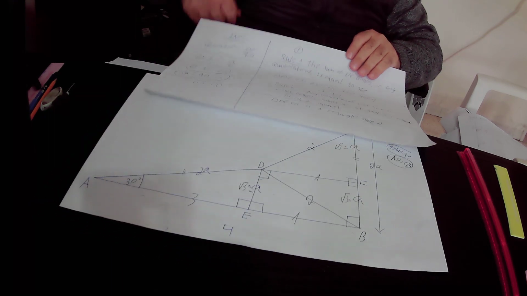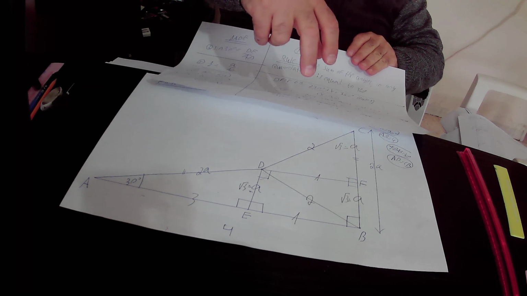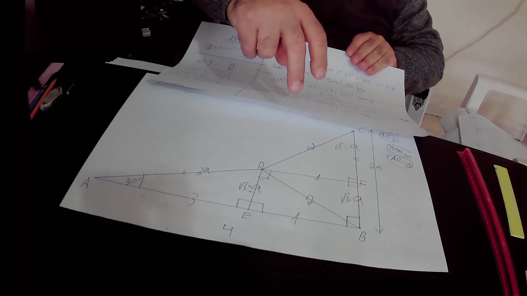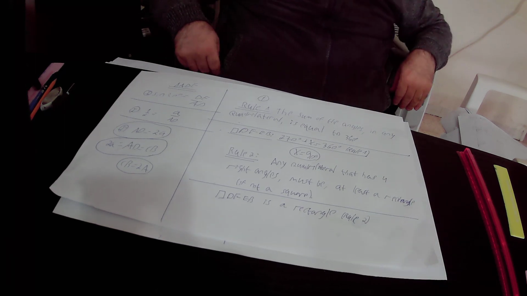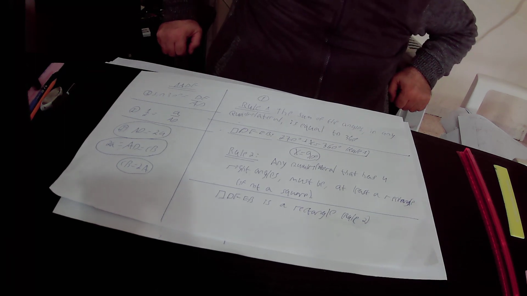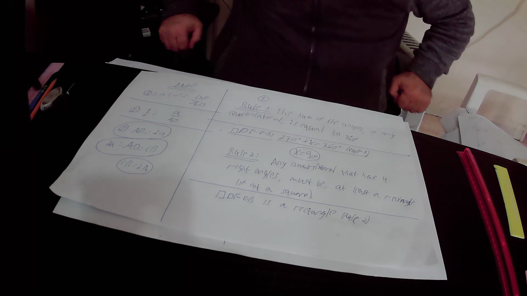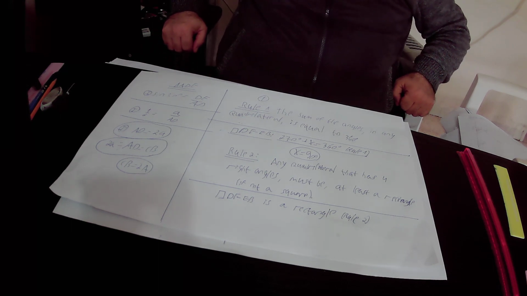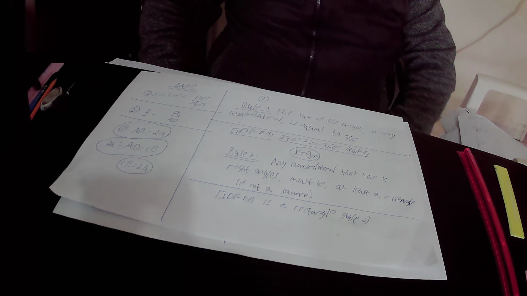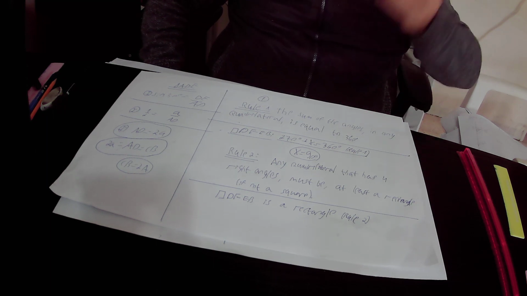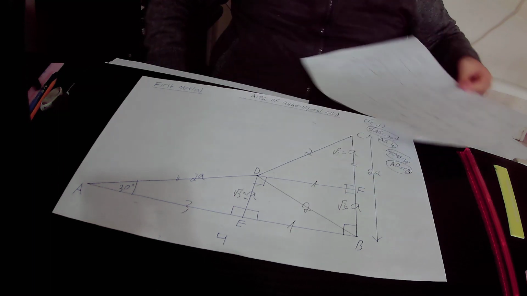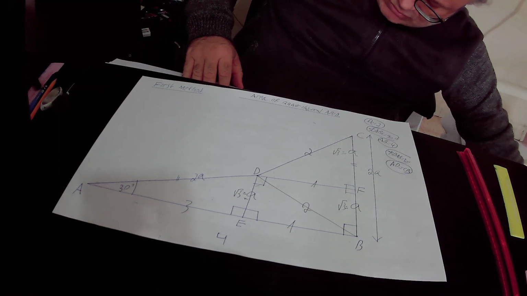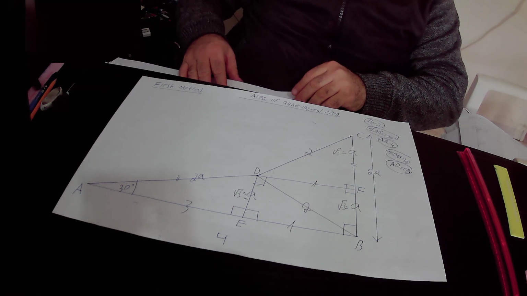So angle X is a right angle, therefore all angles inside quadrilateral DFEB are right angles. And we have rule number 2, that any quadrilateral that has 4 right angles must be at least a rectangle. Therefore, because quadrilateral DFEB has 4 right angles, we will relate to quadrilateral DFEB as a rectangle. Then I presented to you also rule number 3.